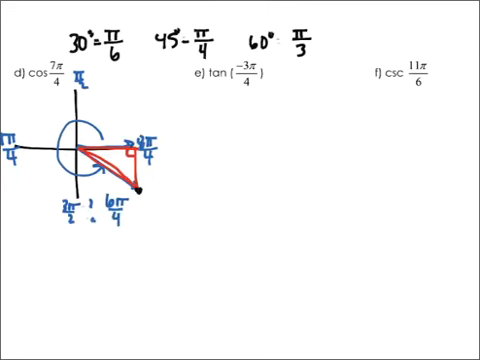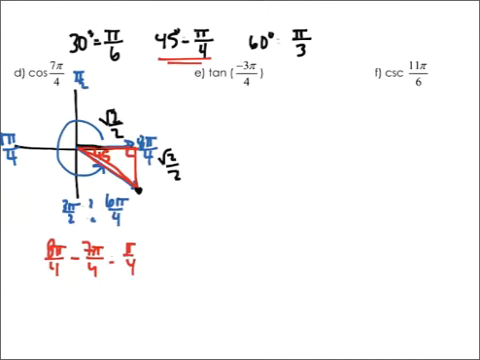So the reference angle is going to be 8 pi over 4 minus 7 pi over 4, and that gives me pi over 4. Remember, we said pi over 4 is the same as 45, so that's really just a 45 degree angle. A 45, 45, 90 triangle is always going to be radical 2 over 2, radical 2 over 2. We just have to figure out if they're positive or negative.